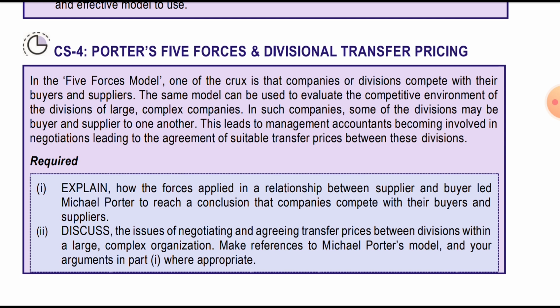So the concept over here is Porter's five forces. What are Porter's five forces? First, bargaining power of the customer, bargaining power of the supplier, threat of new entrants, threat of substitutes, and rivalry among the industry. The two major parts, bargaining power of the customer and bargaining power of the supplier, can be linked with the divisional transfer price.